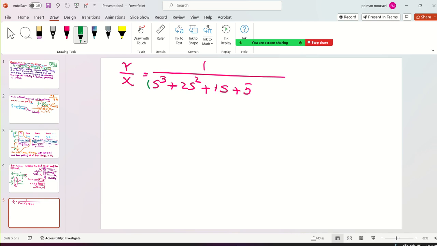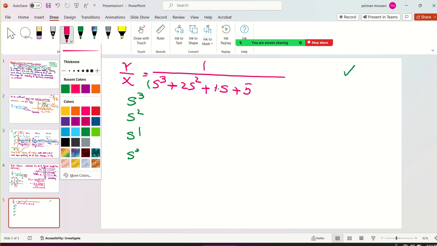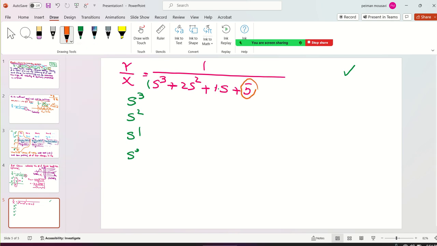First check, all exist and positive. Bingo. Second check, you're gonna make a table. S cubed, s squared, s1, s0. Now you know the rule. The last line, bingo, 5. Here, s cubed, 1, 1. Second line, 2 and 5. See? 1 and 1, 2 and 5.